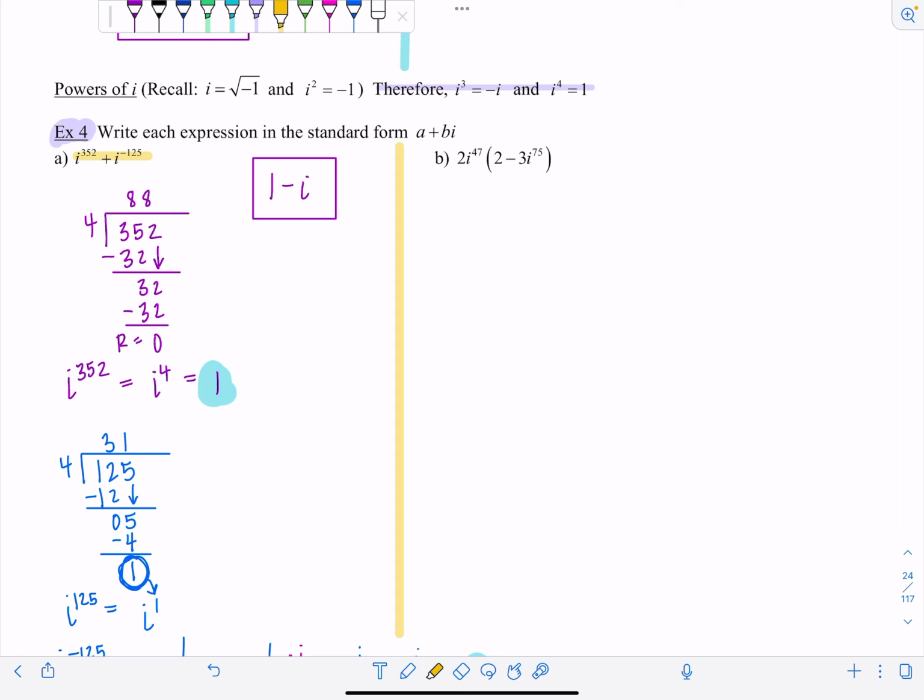That's enough. Okay. 2i to the 47th power times 2 minus 3i to the 75th. If you were to ask me, I would distribute first, because I don't want to simplify the powers of i, distribute, and then need to simplify again. I'm not in it for multiple rounds of this business. Okay, so this is going to be 4i to the 47th minus 6i to the, we need 47 plus 75. I did it earlier. I got 122.